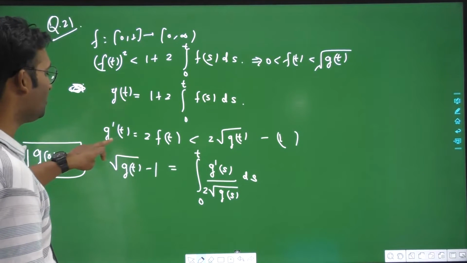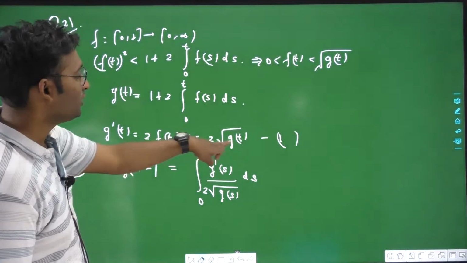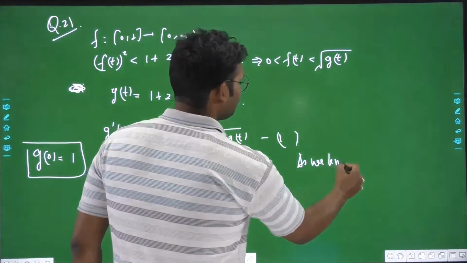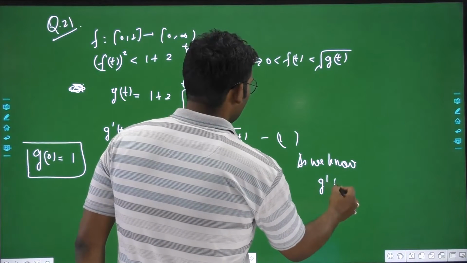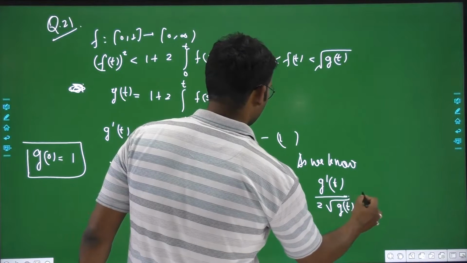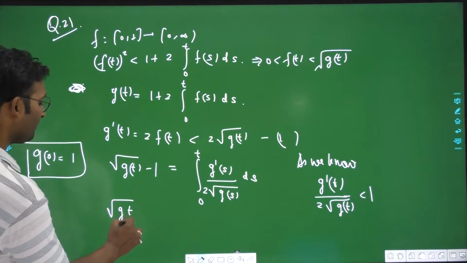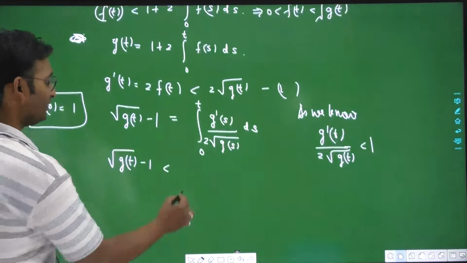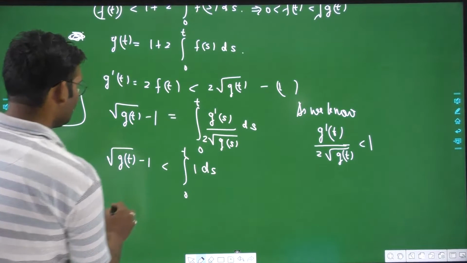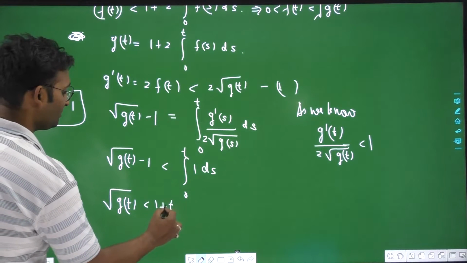Now you will ask why I manipulated it this way. I manipulated it this way because I have a relation that g'(t) is less than 2 times root over g(t). So as we know, g'(t) divided by 2 root over g(t) is less than 1. So I can write simply that root over g(t) minus 1 is less than the integration from 0 to t of 1 ds. So your answer will be root over g(t) will be less than 1 plus t.